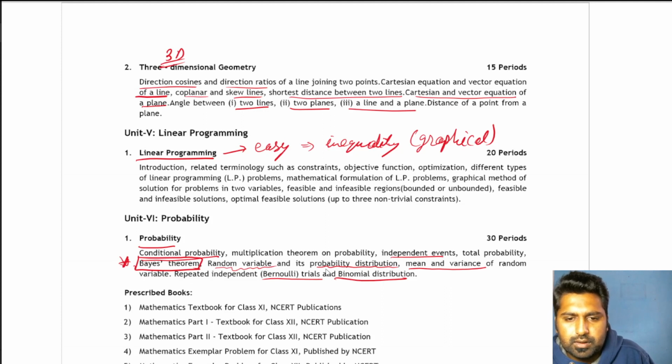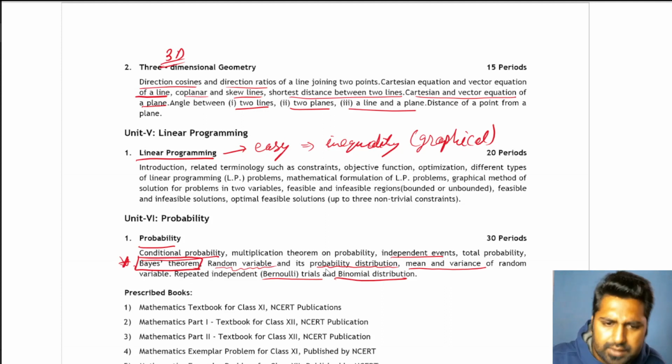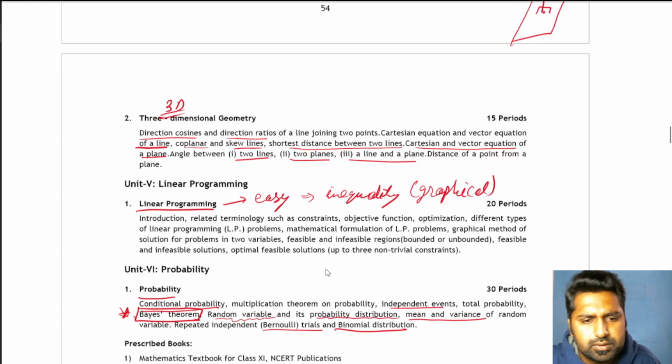So a lot of topics to cover, a lot of things to be understood, but what I have seen from the papers is that the questions are very straightforward. If you just do the fundamentals correctly, the questions are pretty easy to solve. Okay, fine. I think that's more than enough introduction.